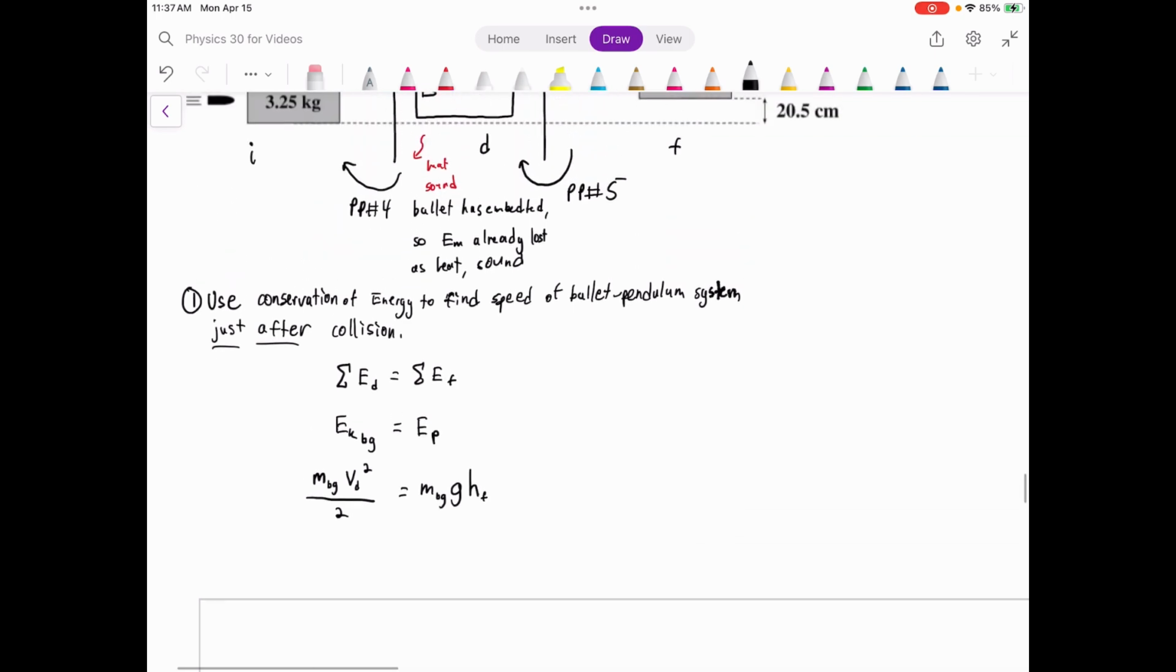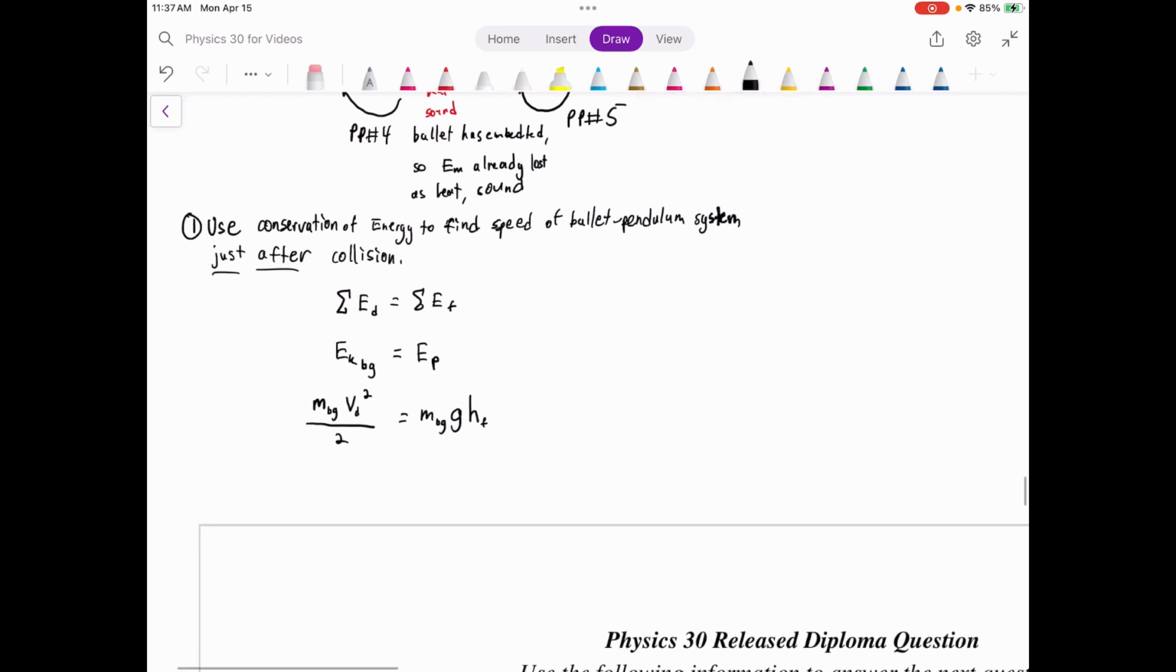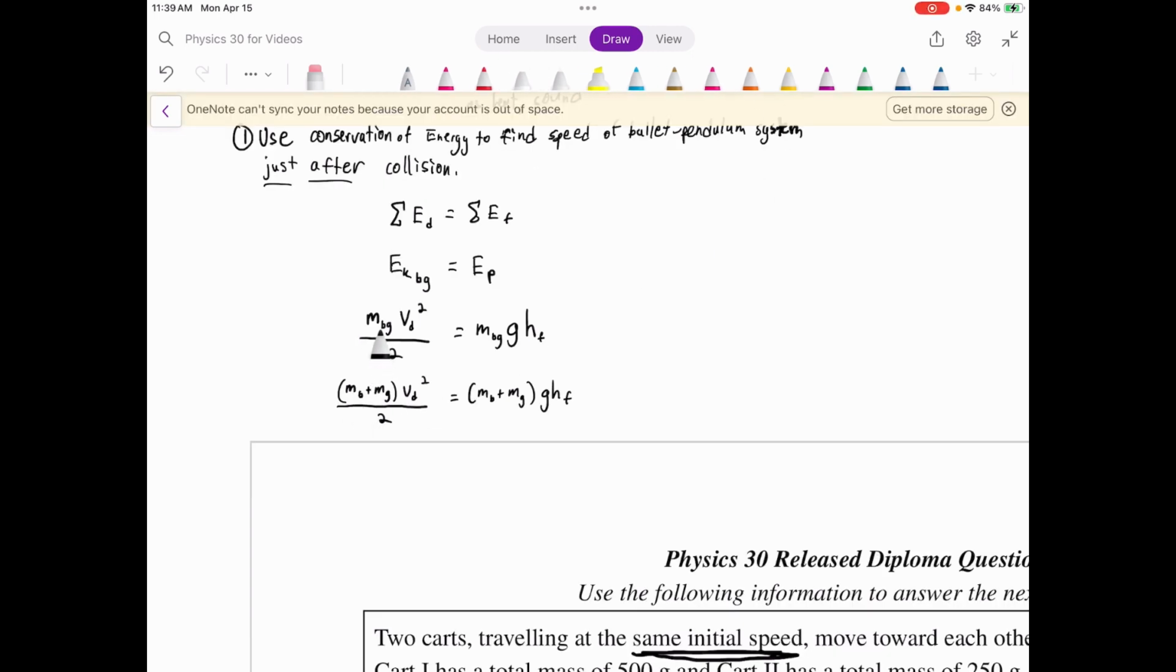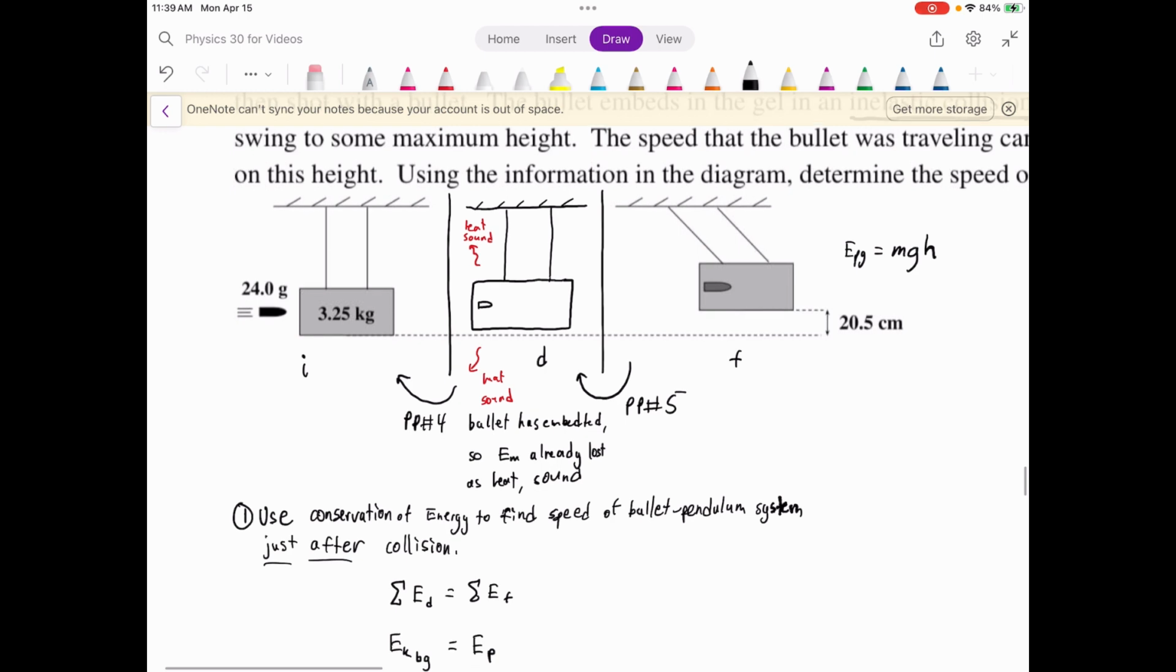Okay, just saying that the total initial energy, or the total energy during, is going to equal the total energy afterwards, once it gets to that height. Now having broken it down, the mass of the bullet-gel system is just the mass of the bullet plus the mass of the gel, now that they're stuck together like that.